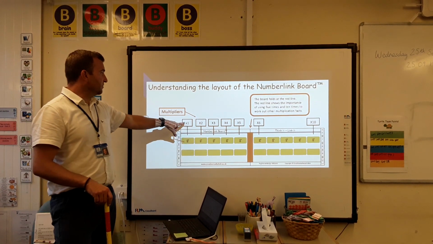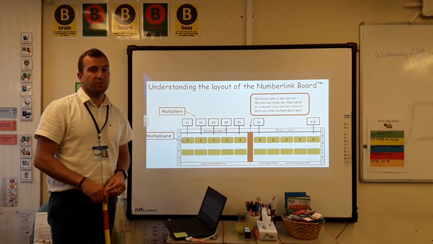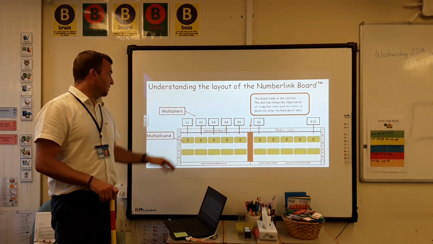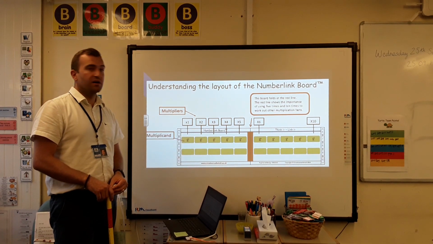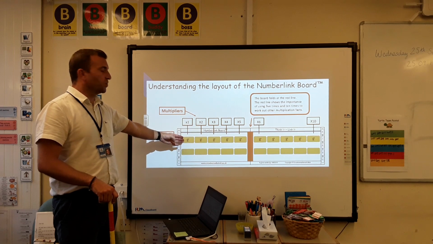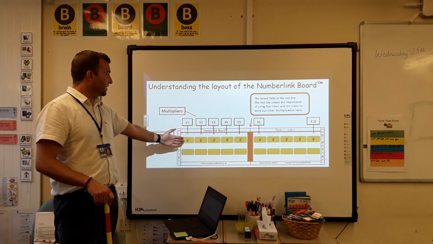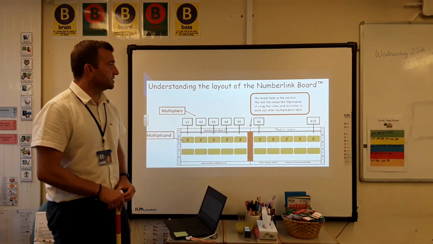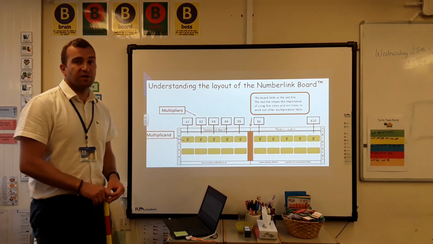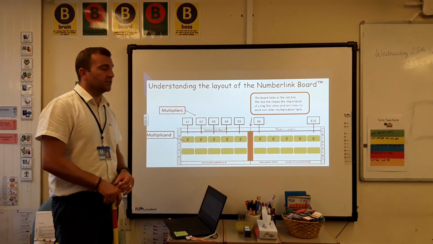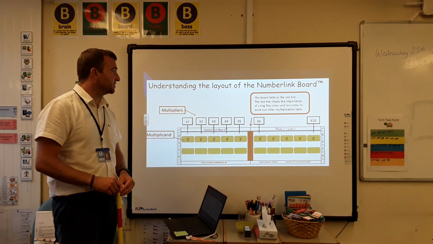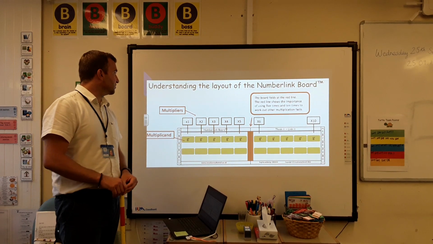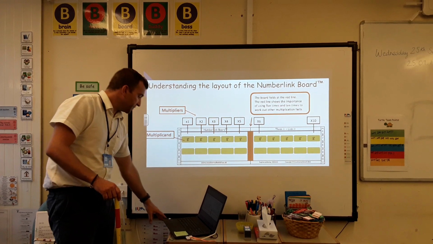The reason why we don't write the multipliers at the top is because we want the children to understand visually what the numbers represent and where they are. So for example, we don't need to write 1 lot there because the children will know that that is the first number in the times table. And likewise at the end, that's the 10th number, so we don't need to write times 10 at the top. But this is just an example that we would show the children so that they can begin to understand what each of the boxes represents and how many lots of that times table there are.